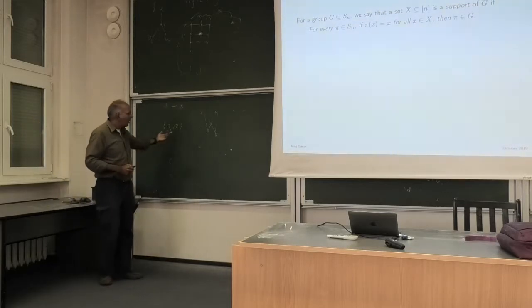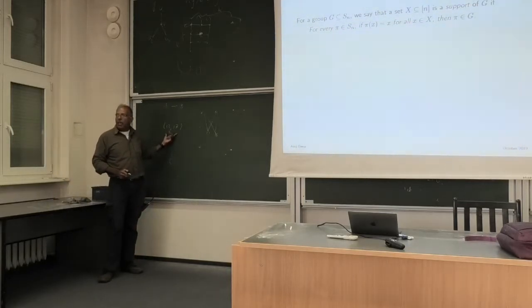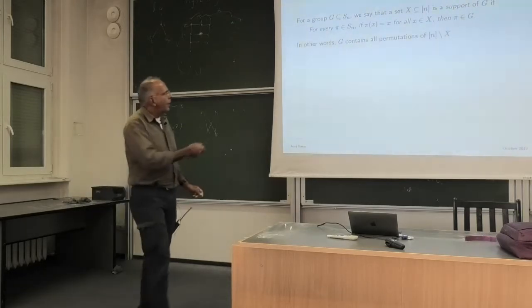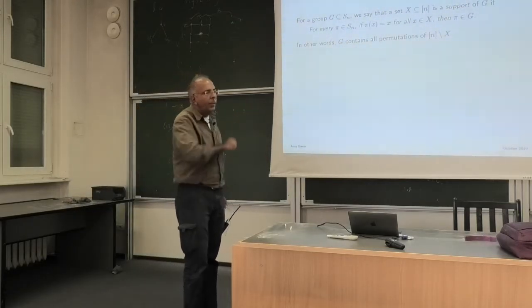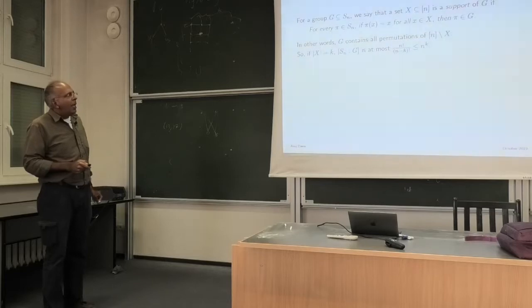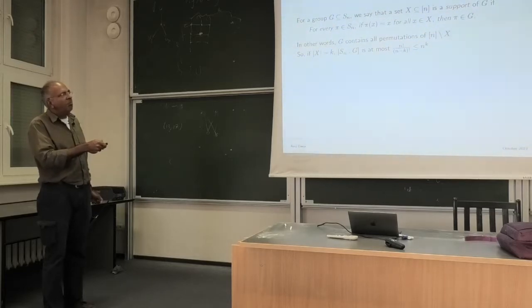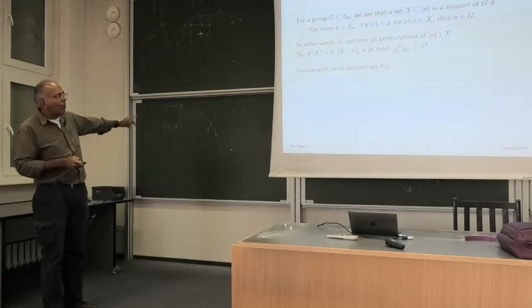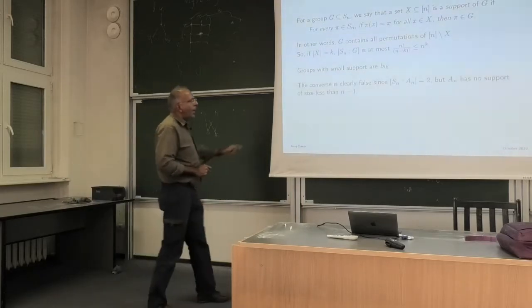So again, as an example, if G is the stabilizer group of this particular input, then this set of two numbers is a support. Because whenever I fix this, right, any permutation which fixes these two stabilizes this gate. So these two form a support for the stabilizer of this. Okay. So another way of saying this is G contains all permutations of n without x. I mean, there may be others. So in particular, if it has small support, then its index is big. Right? Again, keep this example in mind, support 2. Groups with small support are big. The converse is false.